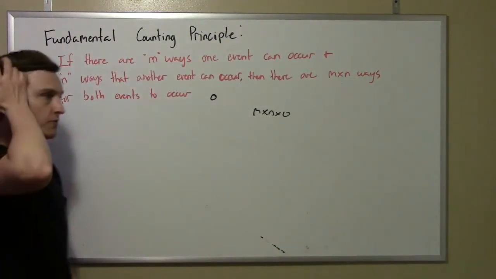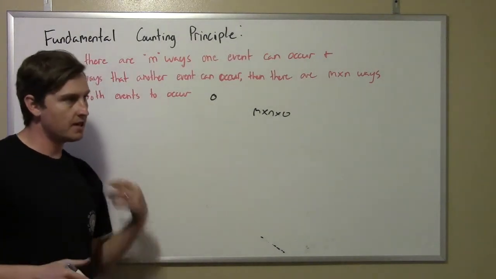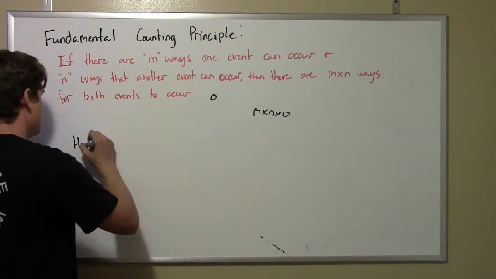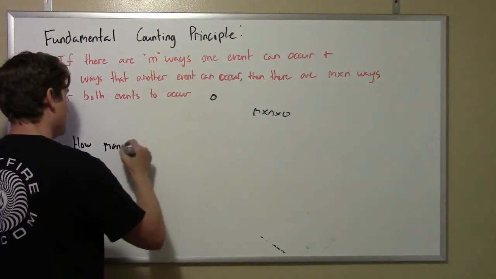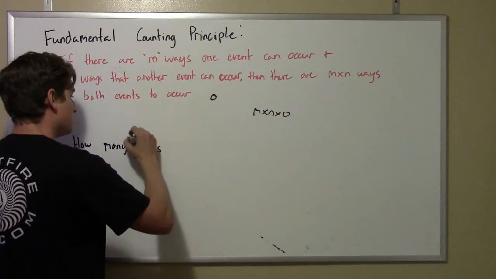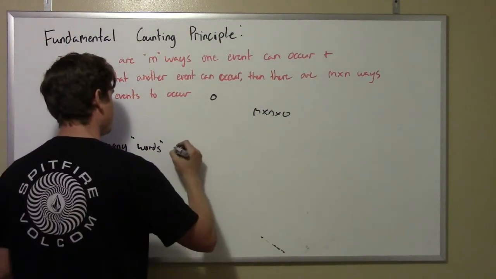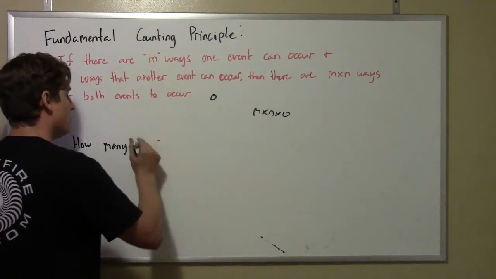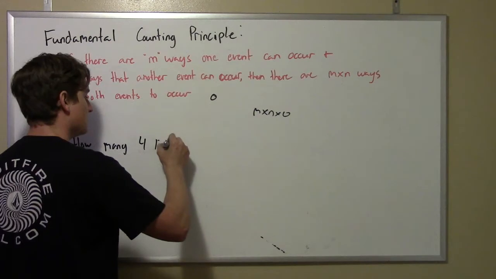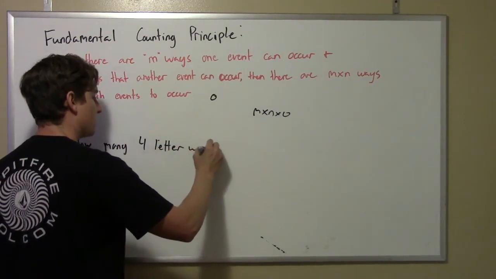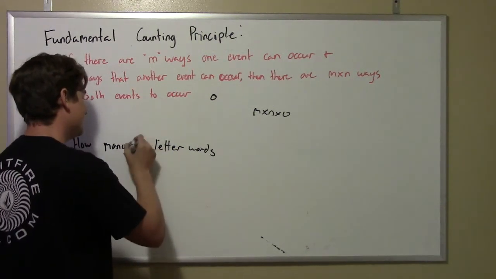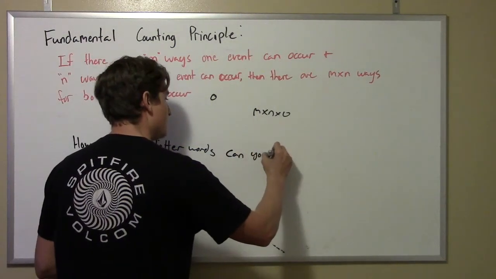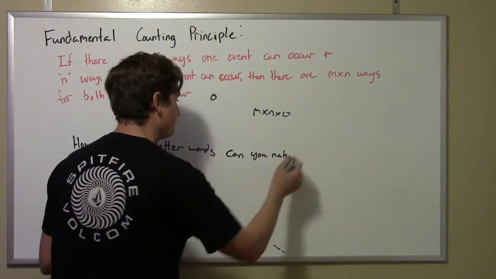Okay, one more thing we can do. We can talk about generating codes that have letters in them. Okay? So we're gonna do how many, let's say, words. Let's do this. How many 4-letter words. Oh, that's bad words. Let's do 5-letter words. How many 5-letter words can you make?